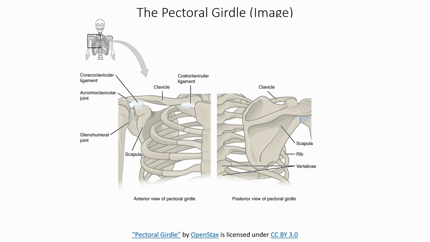So here's our pectoral girdle. Now there's not a lot of bones involved here, but we're definitely going to get familiar with the components of the bones. So the only two bones, like I said before, is the clavicle, also known as your collarbone, and the scapula, also known as your shoulder blade. But these two bones come together to form a pretty intricate joint.